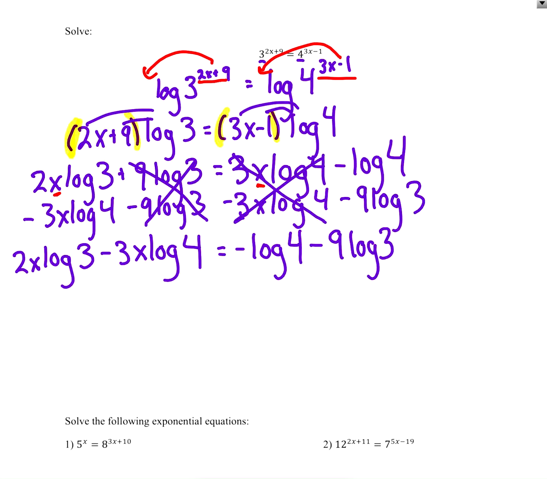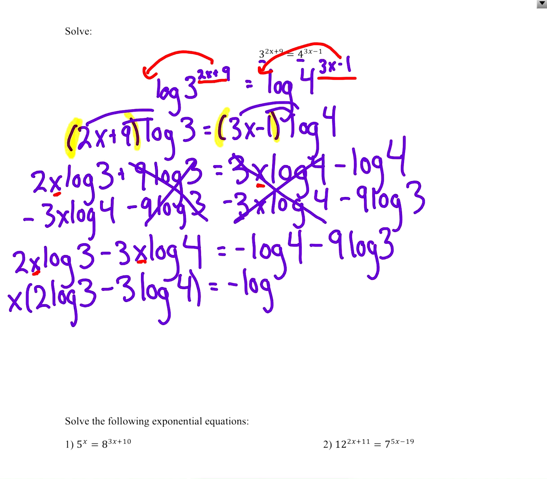Now, how are we going to get that x? We just have x on the left hand side of the equation. Well, what we could do is they each share an x, so we could factor out an x and see what it looks like. So now it would be factor out the x. What we're left with is 2 times log of 3 minus 3 times log of 4. Once we factor out the x, the right stays the same: negative log of 4 minus 9 log of 3.